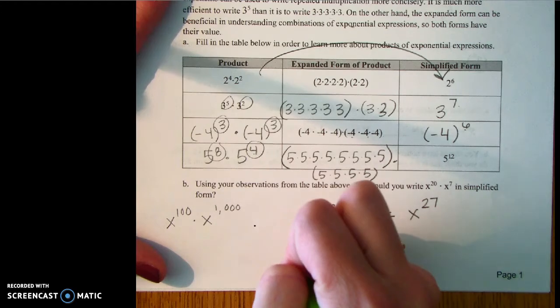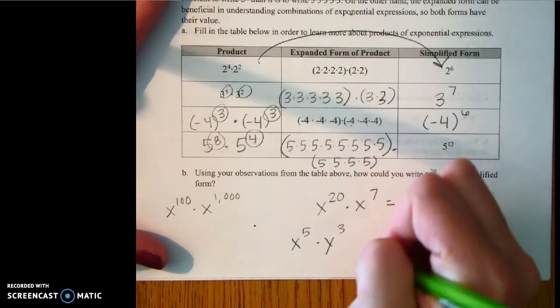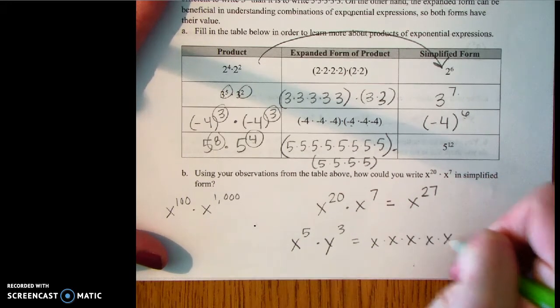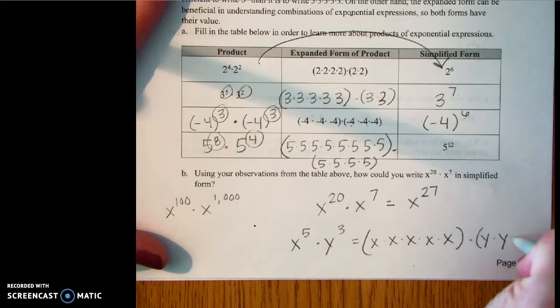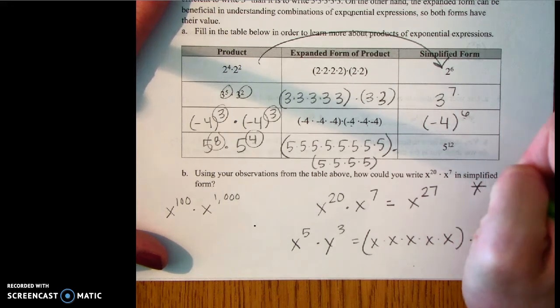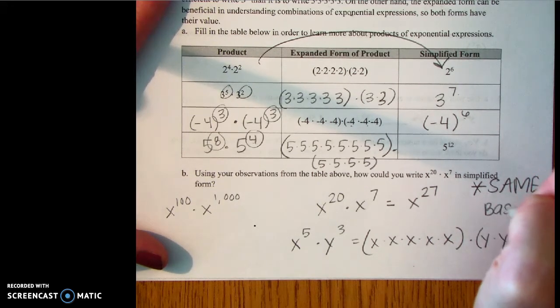Because if you try and simplify x to the 5th times y to the 3rd, if I write that in expanded form, times 1, 2, 3, I can't combine these at all. It's like apples and oranges. I just have a group of x's still and a group of y's. So the rule with this, write this maybe really big on your paper, is that you need the same base to use this rule.